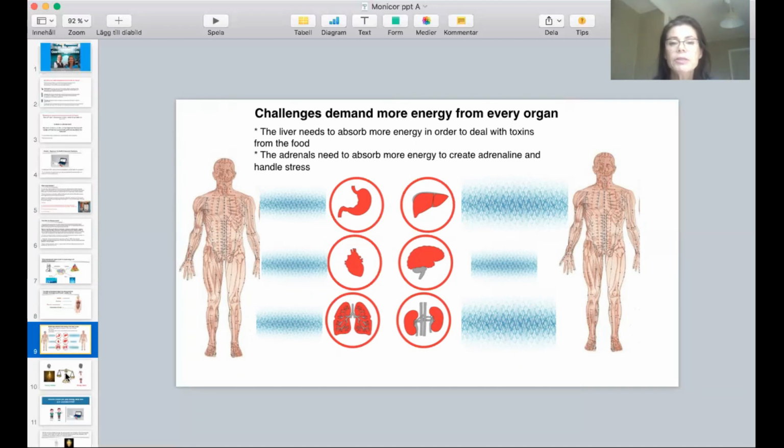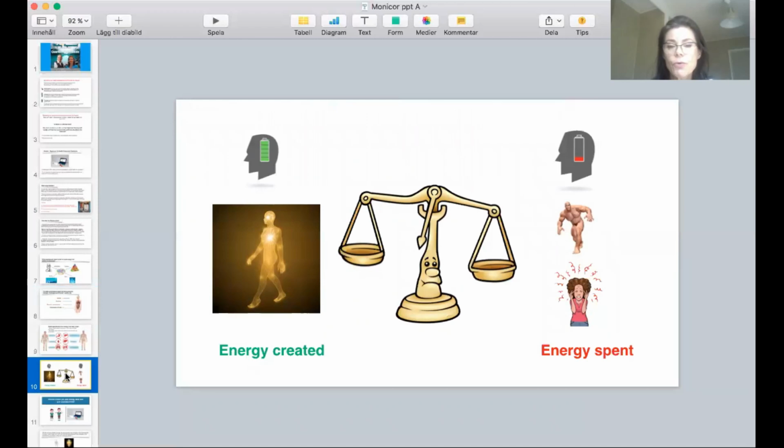So energy. It's all about energy and about how much energy we are helping our body to create. Because if we spend more energy than we create, that eventually will lead to illness or weaknesses. So it's very important to keep the scale on the green. So we are always creating more energy than we spend, because if we do so, we help the body to stay strong and healthy and also rejuvenate.